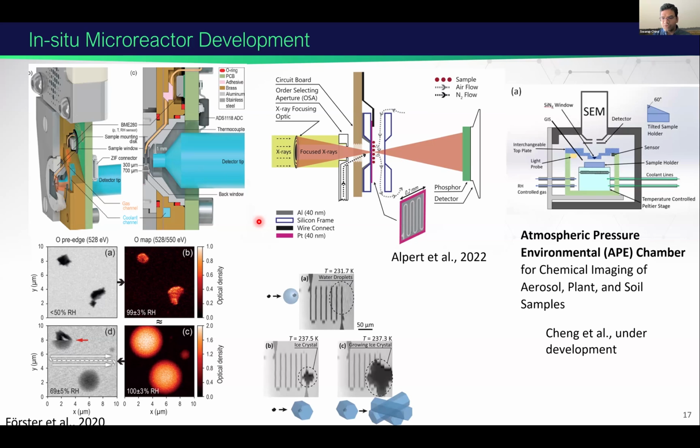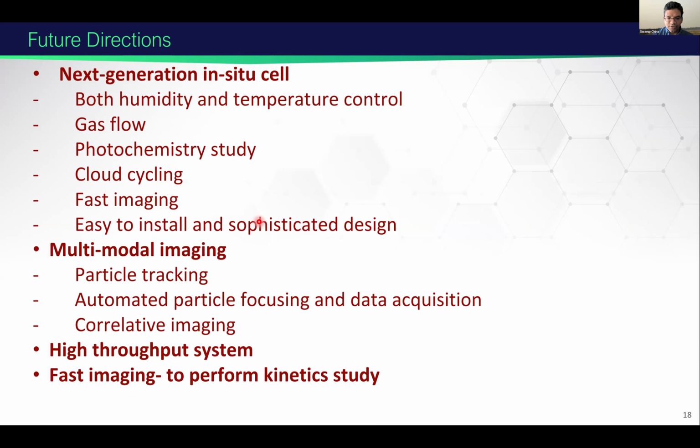And then finally, there's work led by Jay under development at EMSL. He is trying to make a chamber where you can image particles under environmental atmospheric pressure, so we don't lose some of the volatile components. These are some of the future directions that we're going to discuss during the discussion phase. I don't have to discuss them now.